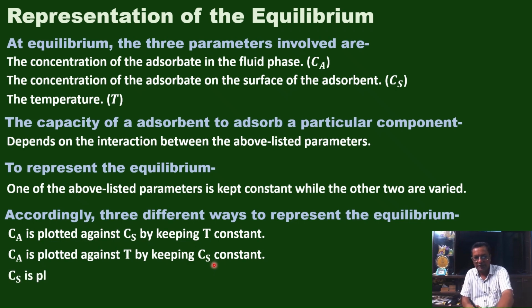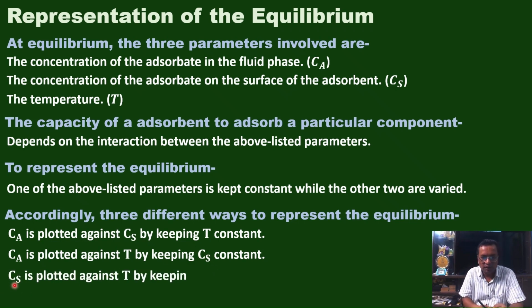So this is another way. And the third way is, you can plot Cs against T by keeping Ca constant. So in this way, you can represent the adsorption equilibria in three different ways. And accordingly, you have three different types of adsorption equilibria.